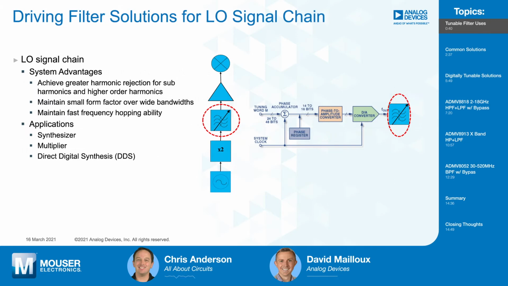So where would you see these tunable filters used? So a typical application would be, let's say, an LO signal chain where you have a synthesizer followed by a multiply by 2, and then you would introduce some sort of tunable filter. Another application would be if you had an NCO, and coming out of that NCO, that digital to analog converter, will be some harmonic content, and you want to be able to filter that out.